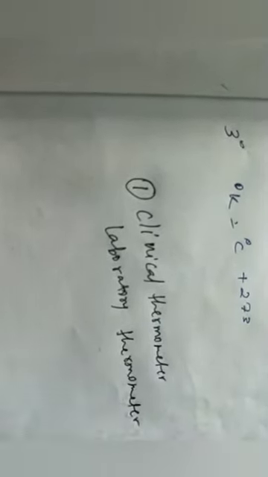Clinical thermometer. Laboratory thermometer. And the third one is the temperature scale. The thermometer which we use normally at home has a measure from 0 to 100 degree Celsius. It has 100 equal divisions and each division shows 1 degree. So the lower fixed point in the thermometer is 0 and the higher fixed point is 100 degree Celsius.